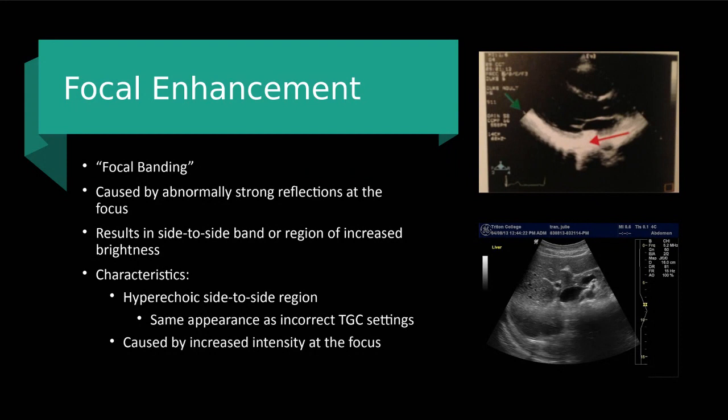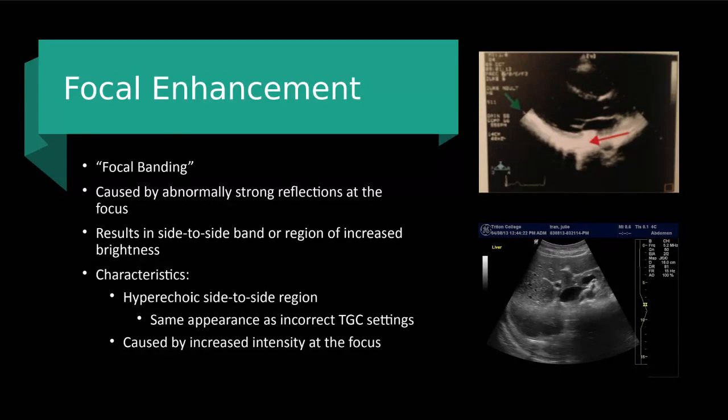So this is something that we could create essentially depending on where we're putting our focus. It's going to result in that side-to-side band or region of increased brightness traveling horizontally across our screen. It's also going to have the same appearance as incorrect TGC settings. So you know how sometimes you guys want to just adjust one TGC button at a time? Like, no, you can't do that because this is an artifact that you could potentially mimic when you're doing that.